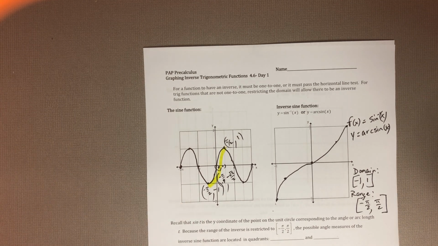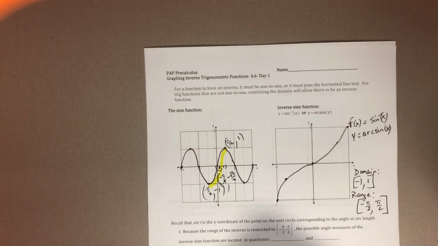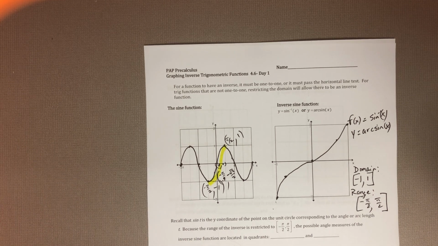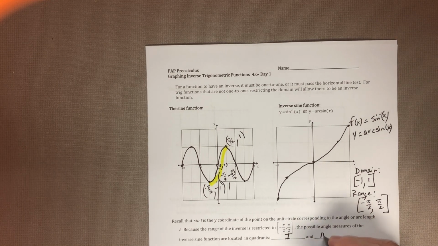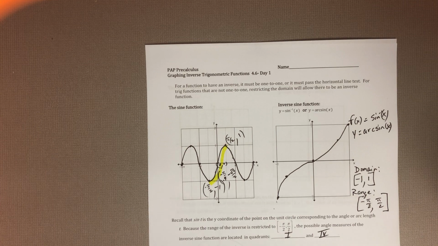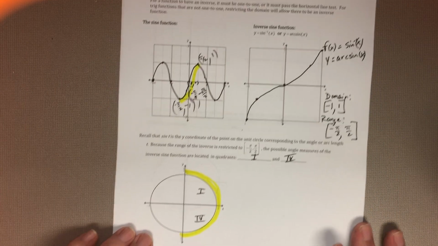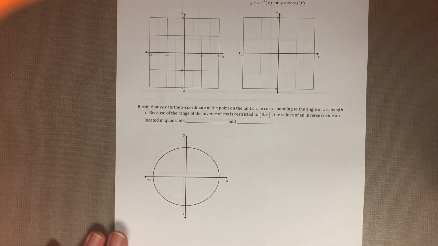So all of the values that you get for the inverse trigonometric sine function will come out of those two quadrants. Now, your angle may be over here, and you may have to make adjustments for that, but that's what this means: the inverse sine is defined only for angles that are in the first and fourth quadrant. Okay, now let's go look at the inverse cosine.